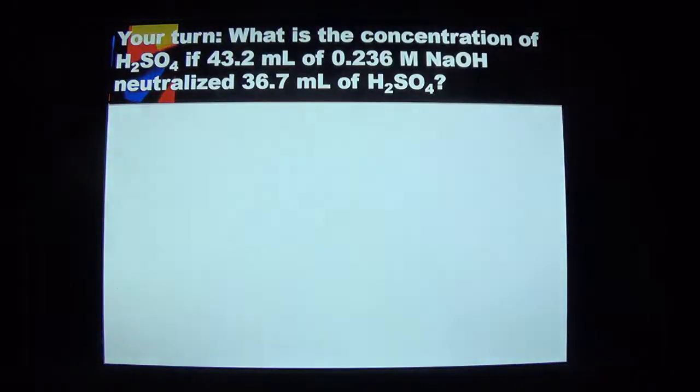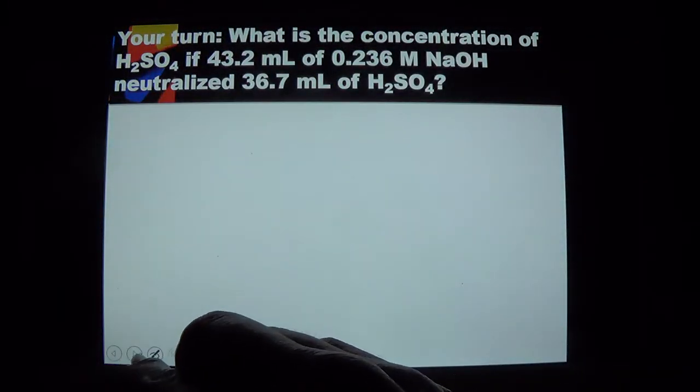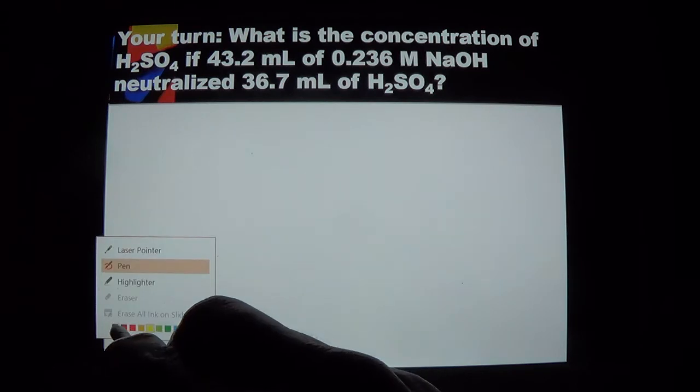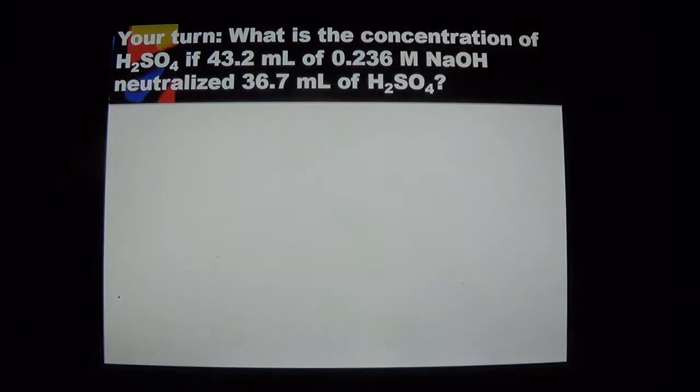Okay, so your turn. Let's give this a try. What's the concentration? Oh, that'd be a molarity. If that many milliliters of that much molarity base was neutralized by that many milliliters of acid. Yes, you're supposed to pause it and try it. So prove that you can do it, pause it, and try it.